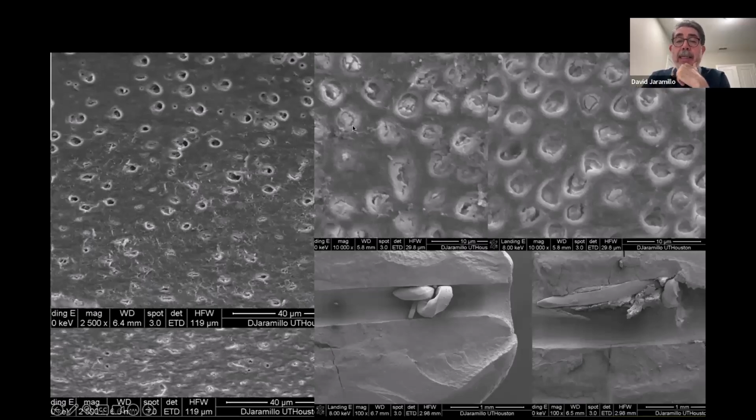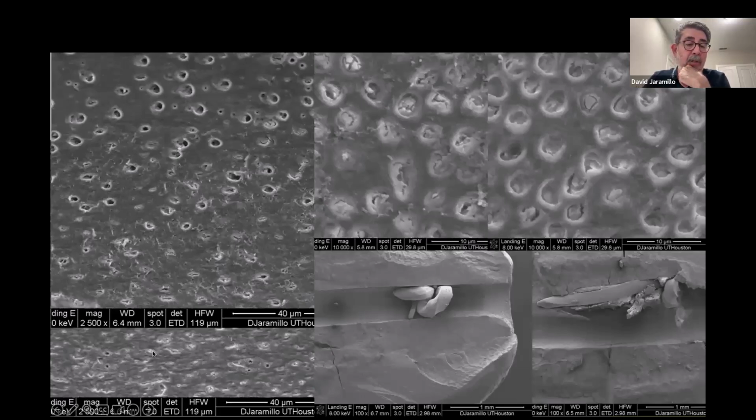Okay, these two pictures are from the coronal portion of the root canal. And something I never seen before was this amount of debris packed into the dentinal tubules. So probably the whipping effect of this file touching the root canal wall, probably it pushes the debris inside the dentinal tubules. I never seen anything like this in any other project.